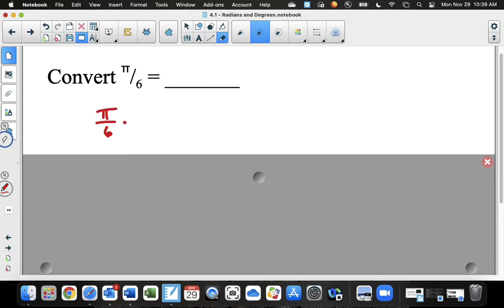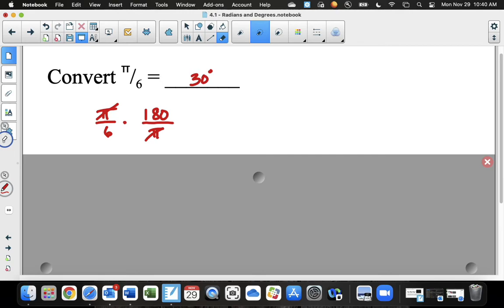Pi over 6. If we're converting, we want to go to degrees, which means degrees need to be on top, so that's the 180. And the pi needs to be on the bottom to eliminate the radians. I say this one isn't too bad because what happens? The pi's cancel out, and what's 180 divided by 6? 30. That's a 30-degree angle. A 30-degree angle is pi over 6 radians.